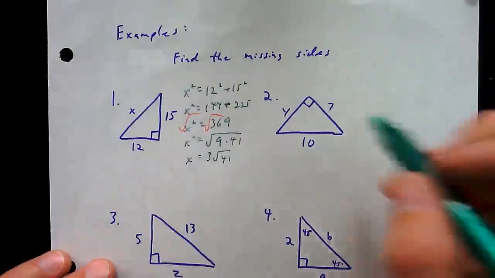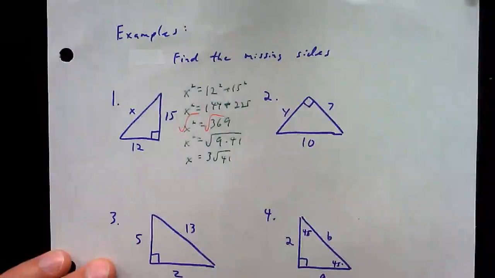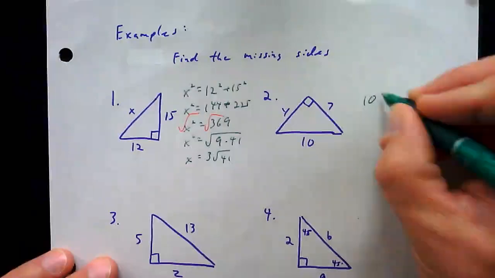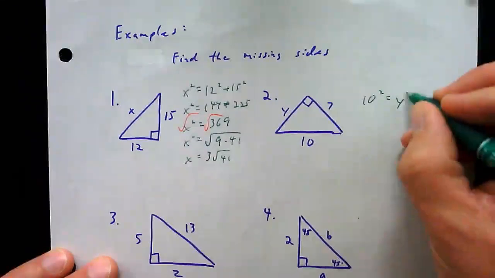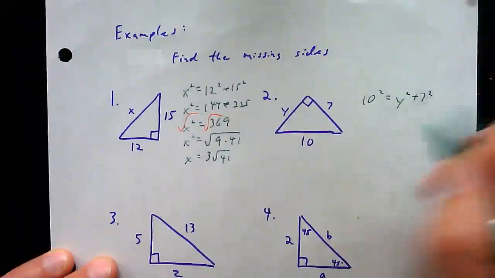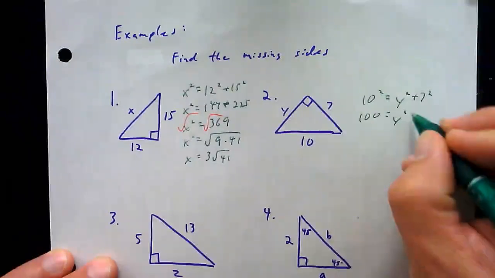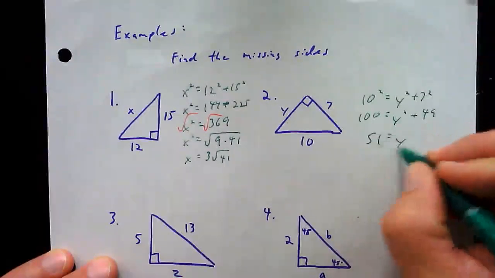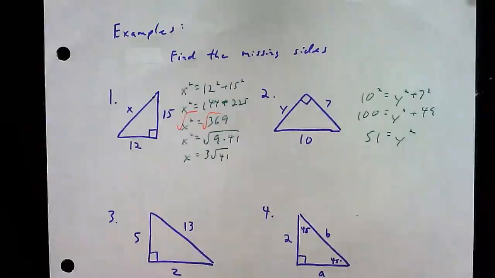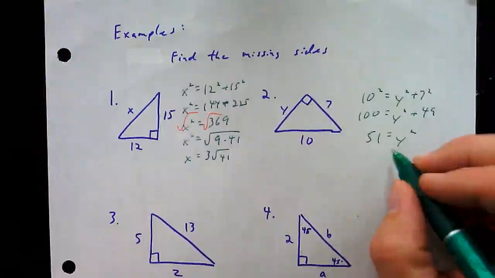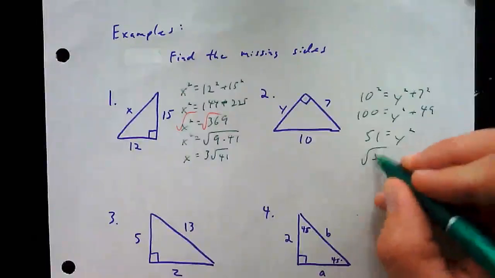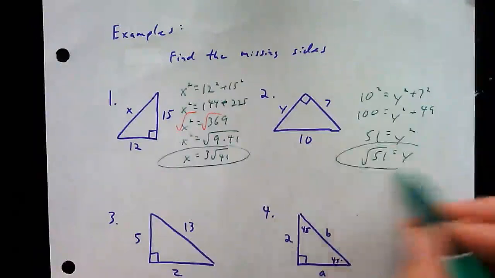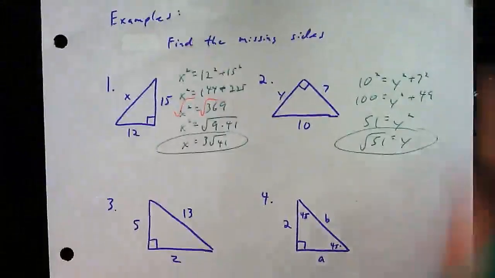But number 2, same idea. I have a missing value. This time it's on a leg. So that has to go in as either my A or my B value for Pythagorean theorem. So 10 goes in for C. So 10 squared equals, doesn't matter where I stick the other 2. 10 squared is 100. 7 squared is 49. Subtract 49. That leaves me with 51. Well, square root of 51. 51 is not a perfect square and has no square factors, so it's just going to stay square root of 51. That's my answer. So again, you can leave it as a simplified radical. Sometimes you don't even have to simplify anything because you can't.